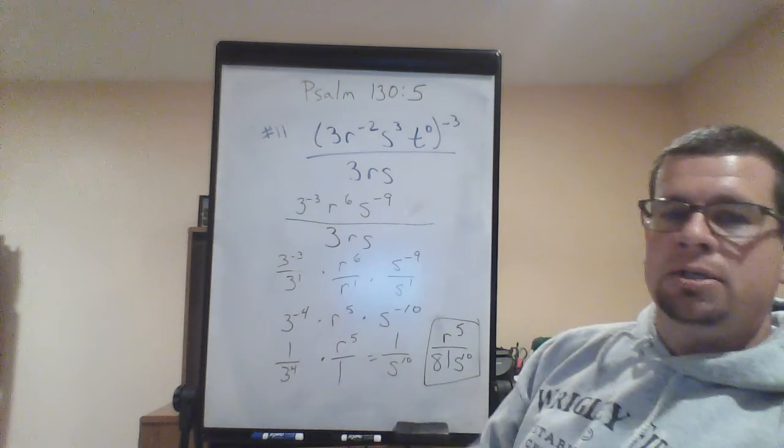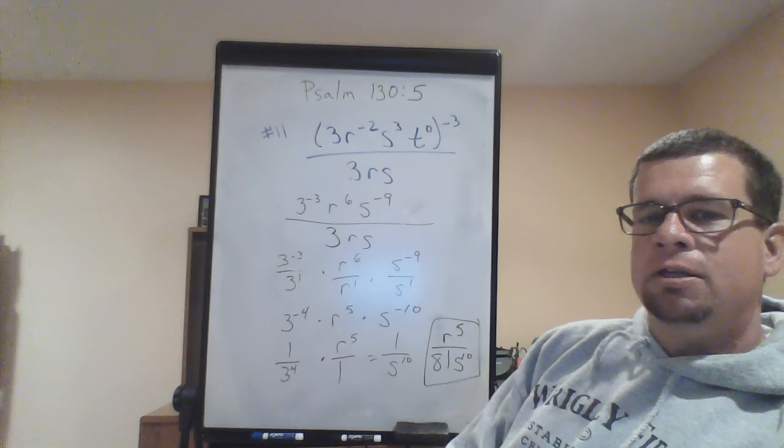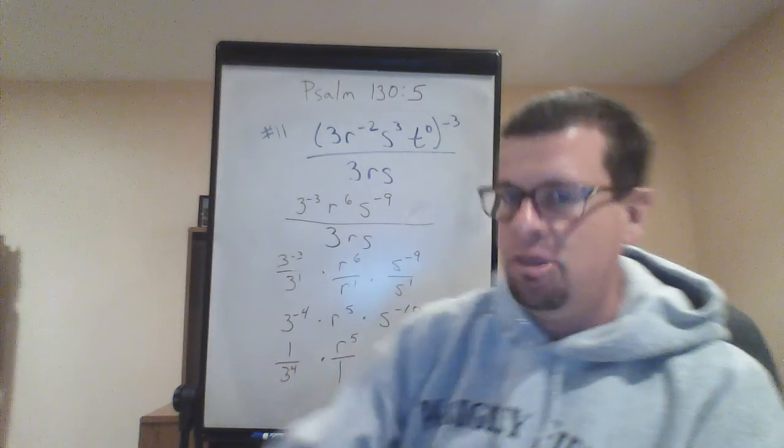Okay, so this was number 11 on page 360 again. Simplified form, r to the fifth over 81 s to the 10th.